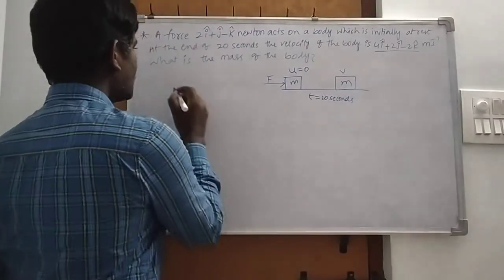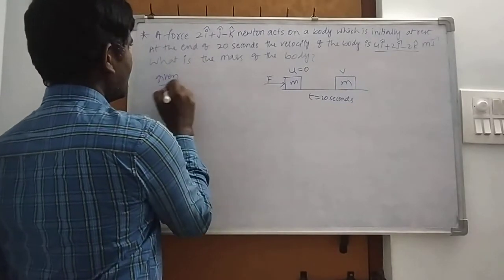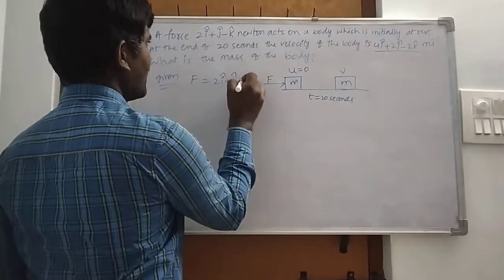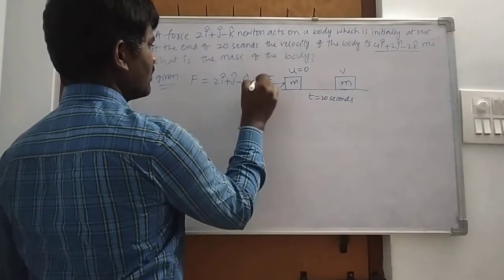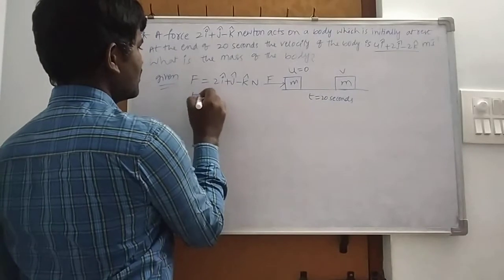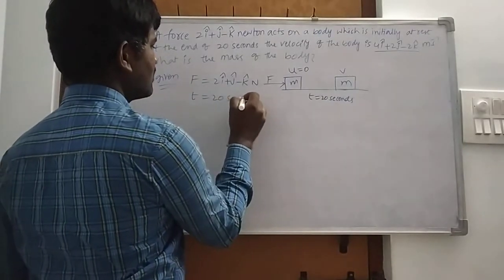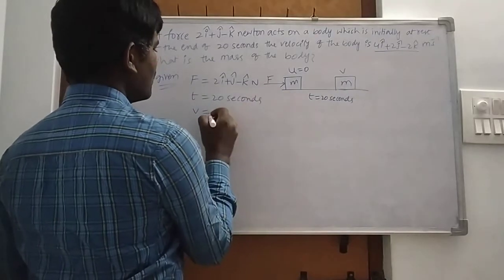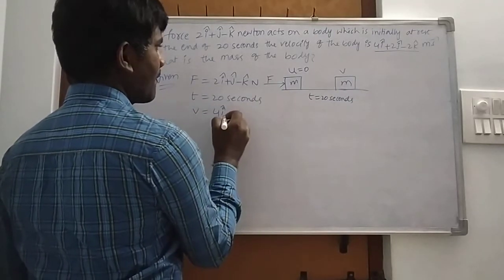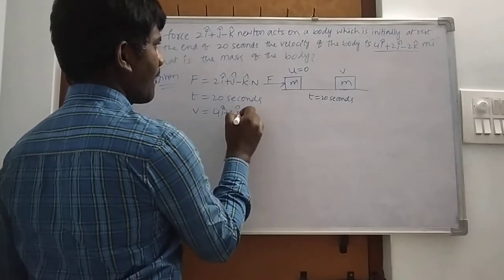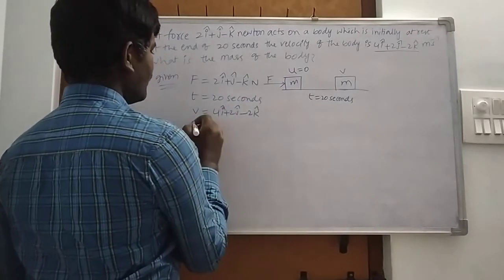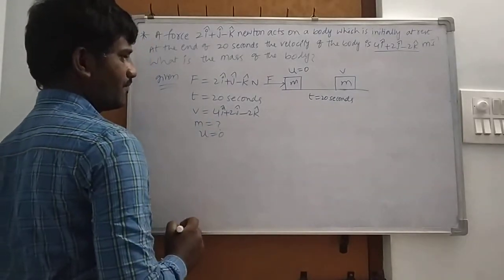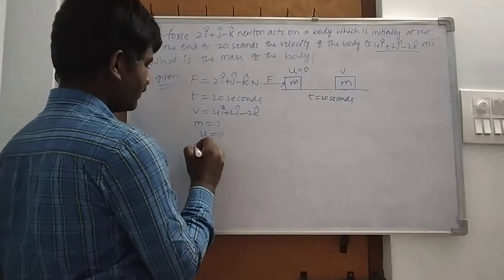First, let us write what is given. Given F is equal to 2i plus j minus k Newton, t is equal to 20 seconds. And what is the velocity? Velocity is 4i plus 2j minus 2k. So what is the mass? We are given initial velocity is 0.